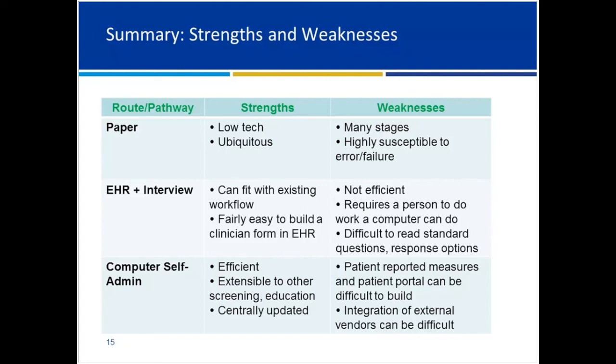The final option of computerized self-administration, the major strengths are that it's efficient. It can be extensible to other screening and education, so additional information besides alcohol and depression can be obtained from these screeners, and it can also deliver patient education, particularly if it's being used in conjunction with the patient portal. And these instruments can be centrally updated so that the individual clinic doesn't have to worry about maintaining the instruments. The weaknesses are that the patient-reported measures and patient portal can be difficult to build. These are not easy tasks, and they require IT/IS support. Integration of an external vendor into the electronic health record, if the external vendor is the route that's chosen, can be difficult and time-consuming and costly.